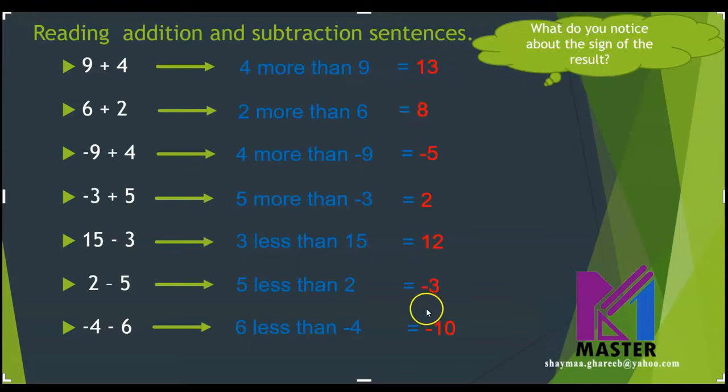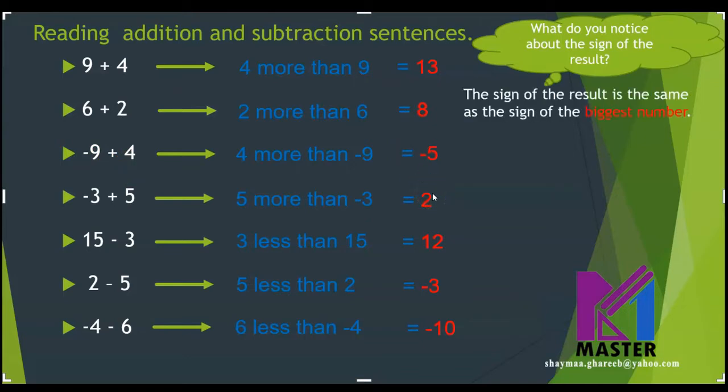Look at the sign of the result. Sometimes I have positive answers like 13, 8, 2, 12, and sometimes I have negative answers. As you can see, negative numbers. So, can you guess or find a link between the sign, only the sign of the result, and any of the numbers in the question? Can you find a link?